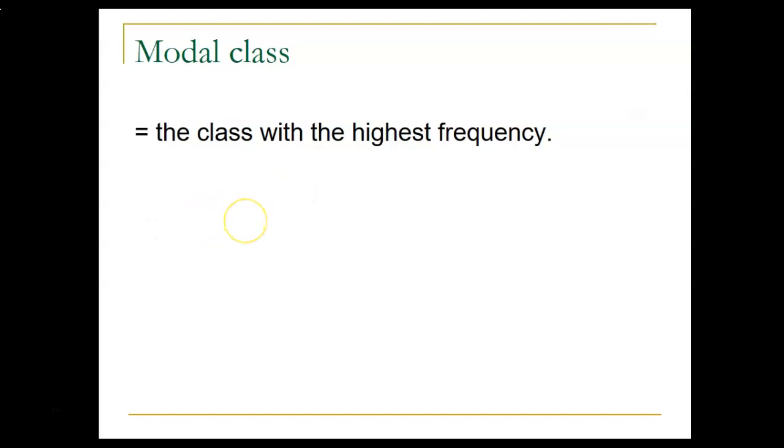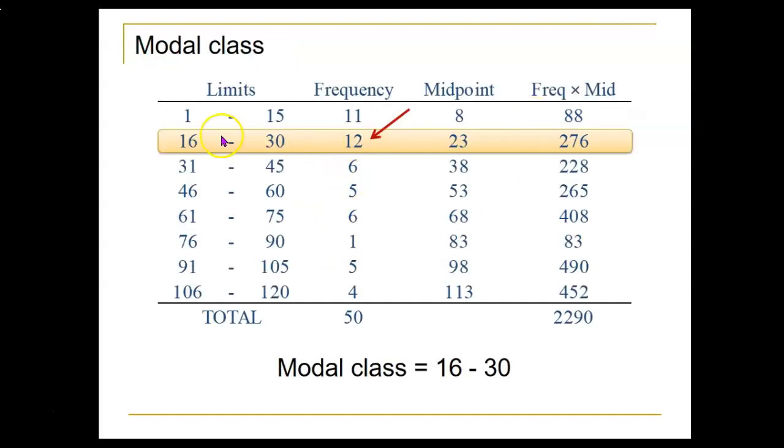And before we do that, the modal class is the class with the highest frequency. So that's real easy to find if you know what to look for. So in the example we were just looking at, the class with the highest frequency was the second class.